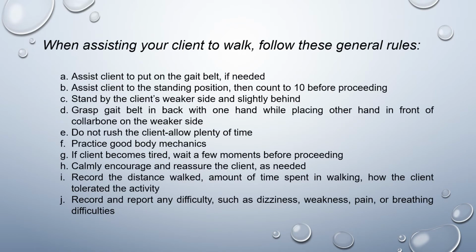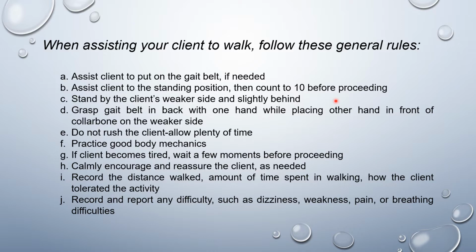instruction. When assisting your client to walk, follow these general rules. One, assist client to put on the gait belt if needed, especially if there is too much weakness noticed. So you have to assist the client to the standing position, then count to 10, or you may have it shortened to 3. Then count to 3 before proceeding. Then stand by the client's weaker side and slightly behind him.